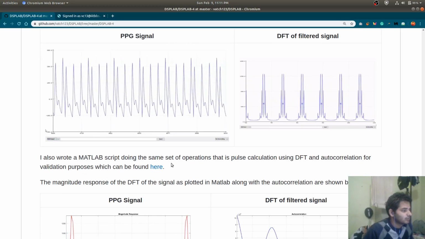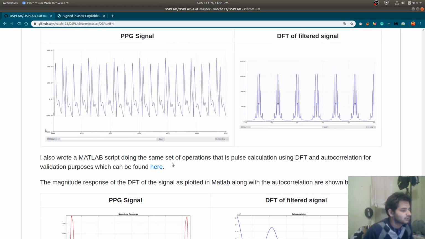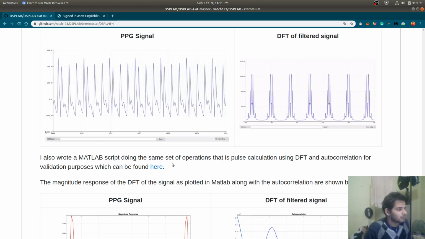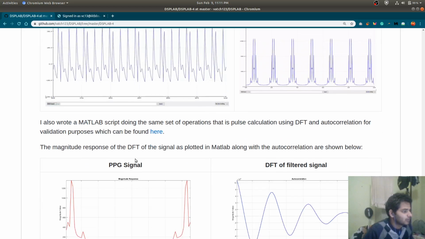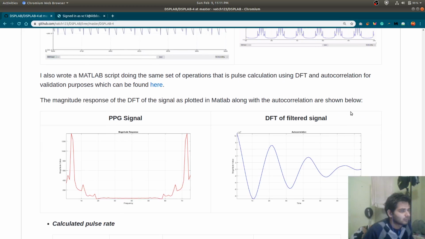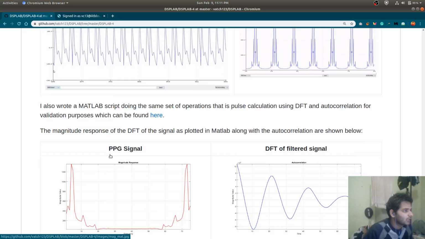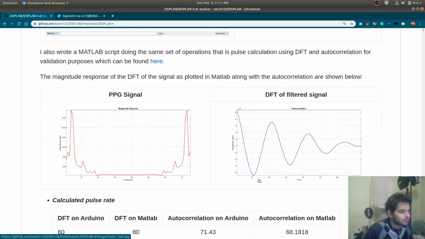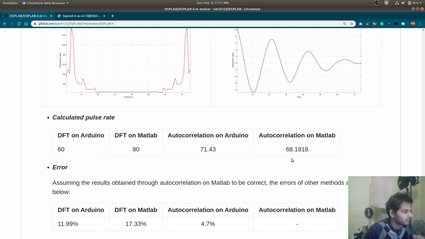Essentially, here we also wrote a MATLAB script just for verification purposes, to compare both the methods. So now the magnitude response of the DFT as plotted in MATLAB along with the autocorrelation. This is what we got: the DFT in MATLAB and the autocorrelation in MATLAB. As you can see, these two things are quite similar. This plot is similar to what we saw last time. Now coming to the result values.